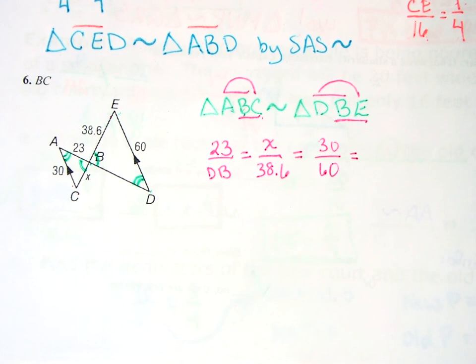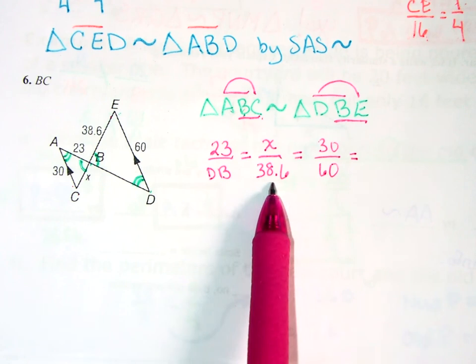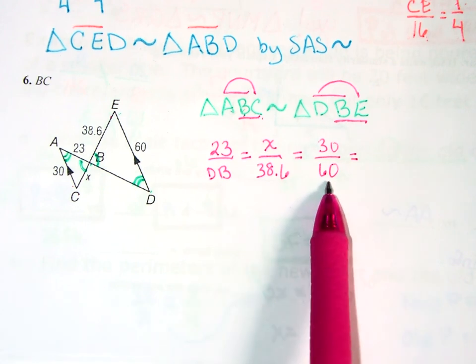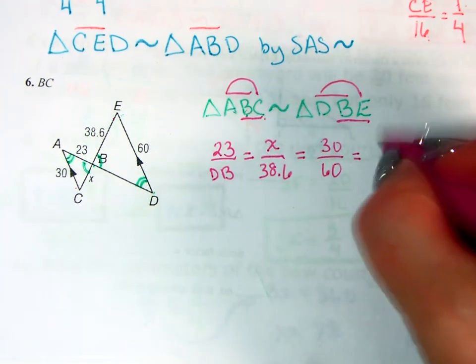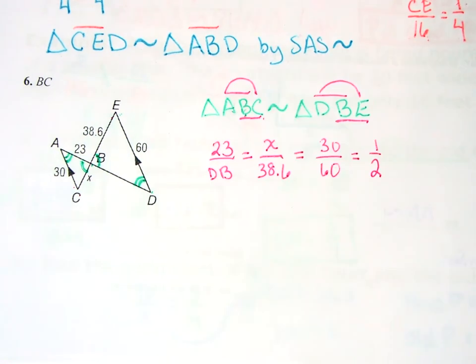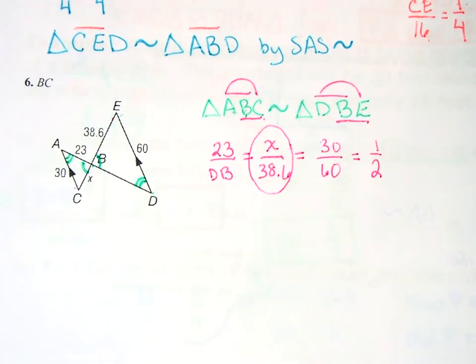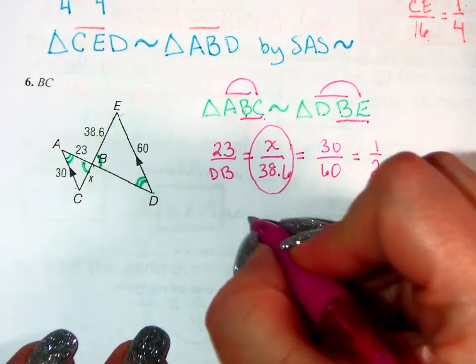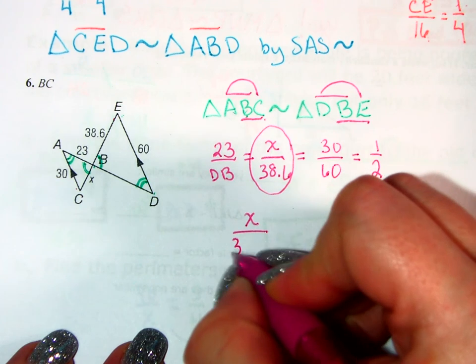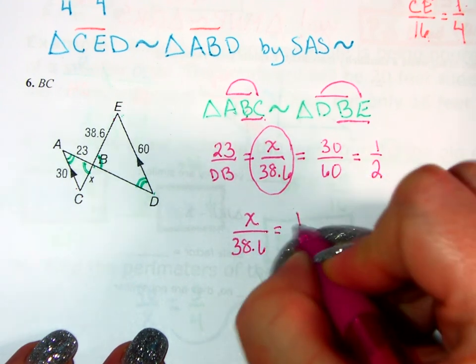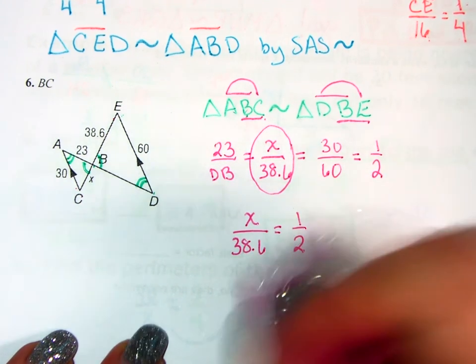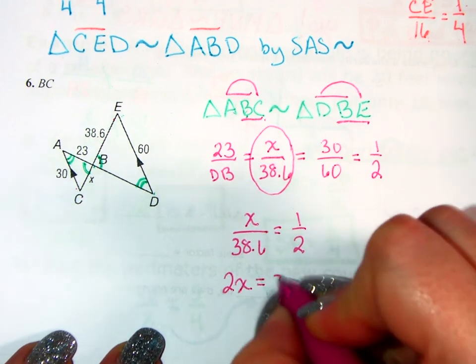What's my scale factor? I can't reduce that one to find it. I can't reduce that one to find it, but I could reduce this one. What's 30 over 60? 1/2. So I know all my fractions are going to reduce to 1/2, right? So when I want to find x, I want to find out how long BC is. All I have to do is set that equal to what? 1/2. So x over 38.6 is equal to 1/2. Cross multiply, 2x equals 38.6.